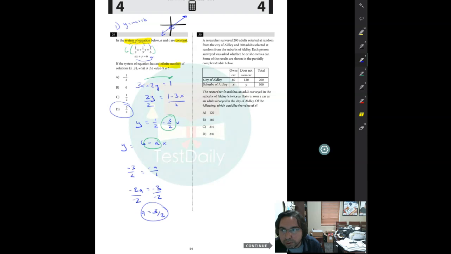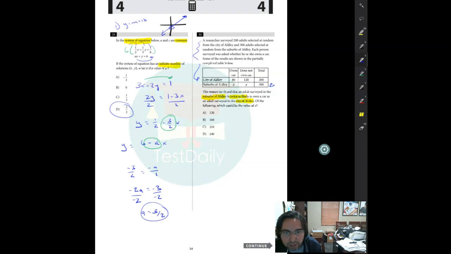All right, now looking at number 30, we see we have this two-way table of sorts, and we see all this text here. All of this is just telling me what's in here, so I need to read it. It is telling me that the researcher found that adults surveyed in the suburbs of Adelaide are twice as likely to own a car as an adult surveyed in the city of Adelaide. So the suburbs and their ability to have a car is 2 times that of the city. Okay, so what could be the value of x?